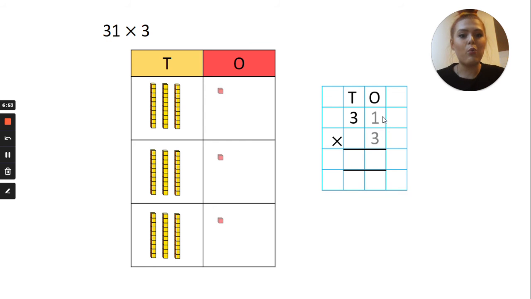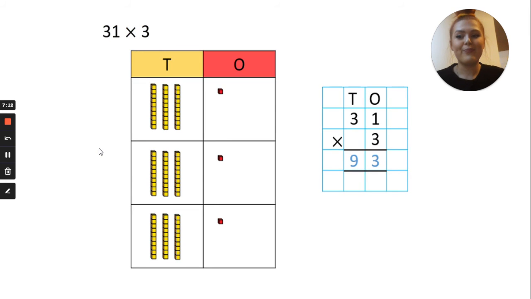The 1s column is 1 times by 3. 1 lot of 3 is 3. Then we're going to work out our 10s column. 3 lots of 3. 3 times 3 is 9, so there are 9 10s in that column. That means we have a total of 93.